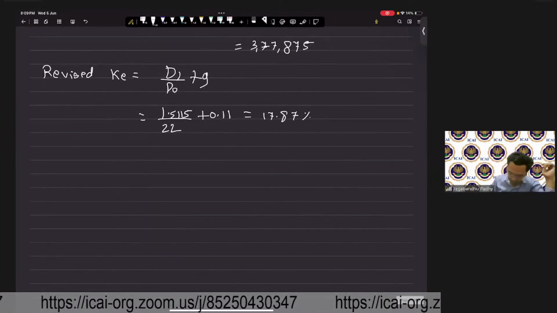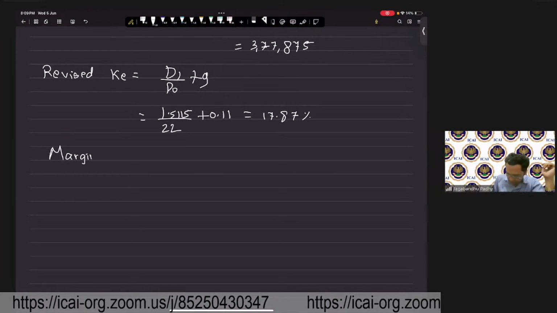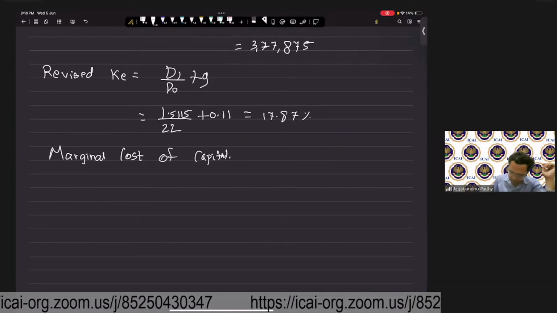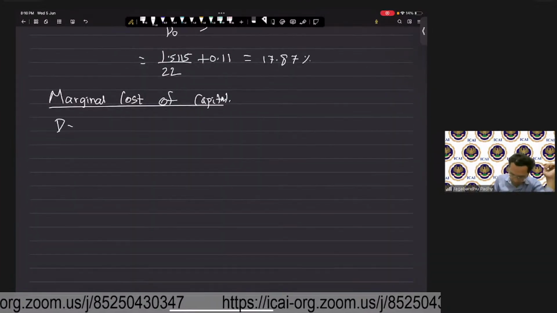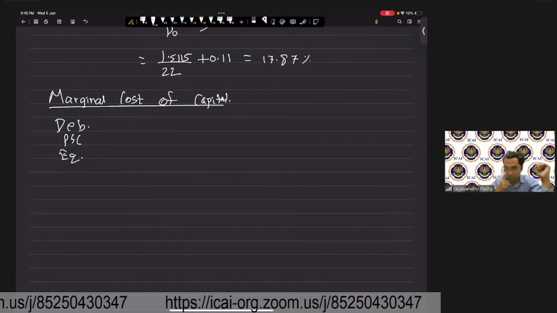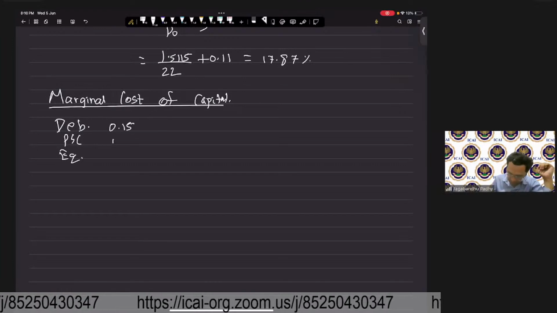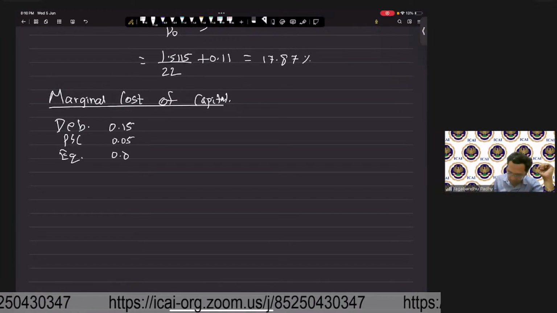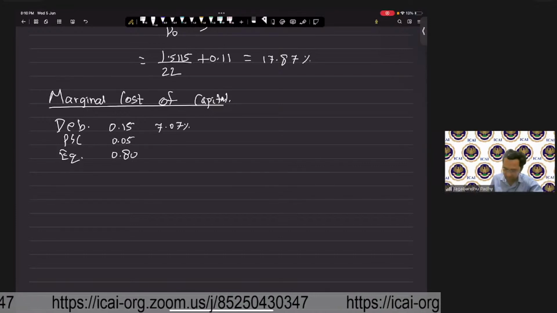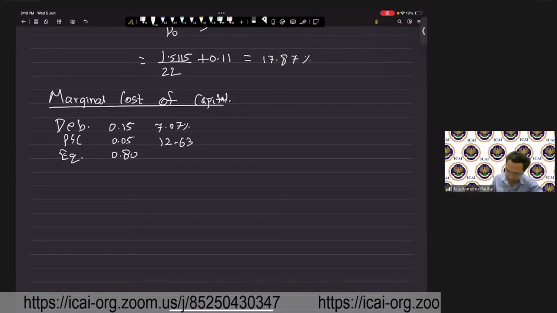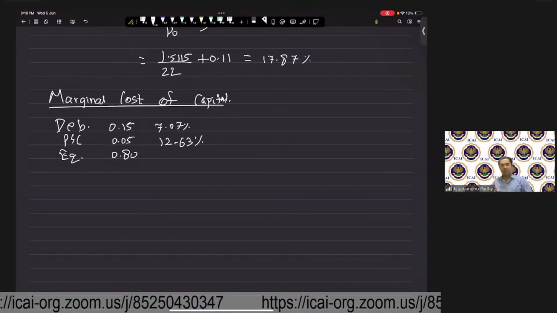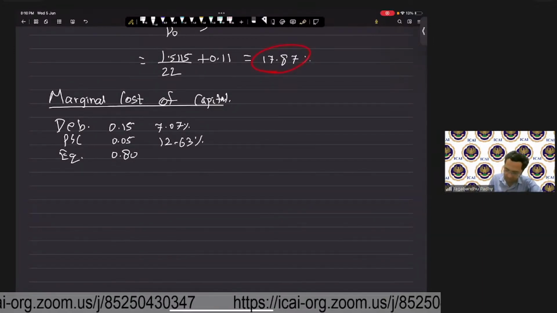And now if I want to calculate the marginal cost of capital, you have debentures, you have preference share capital, you have equity shares. Debentures have a weightage of 0.15, preference shares 0.05, and equity shares 0.8. The cost for debentures was 7.07. For preference shares it was 12.63, which we have already computed earlier because the question says other costs are going to remain the same. Then equity shares have a new cost of 17.87.